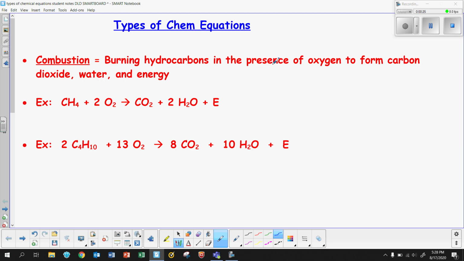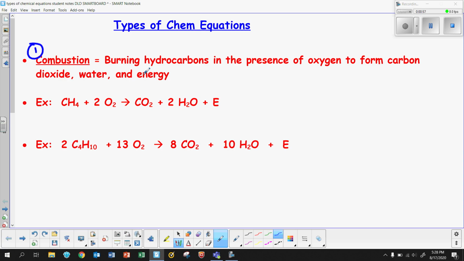Okay? So we can categorize chemical equations lots of different ways, but the way we're going to be doing it is by a particular type. So our first type of chemical equation that you see here is combustion. All right, so let's read what combustion is first off. Combustion is when we have the burning of a hydrocarbon in the presence of oxygen to form carbon dioxide, water, and energy. All right, now let's pull that whole statement apart.